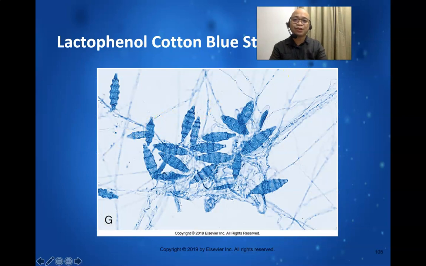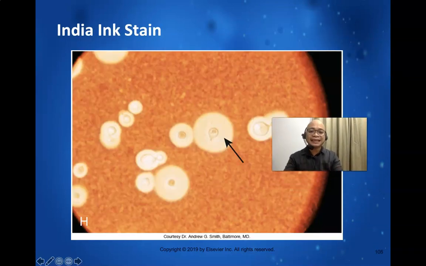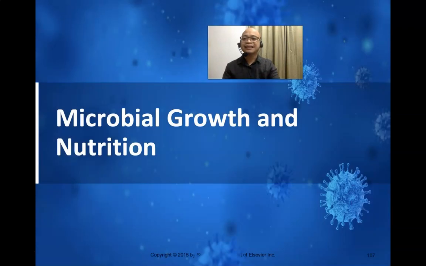Here's the methylene blue that stains the metachromatic granules of Corynebacterium diphtheriae. Then the lactophenol cotton blue stain, which stains the fungal cell wall. The India ink stain, which stains the background and makes the capsule colorless, like a halo surrounding the cell.